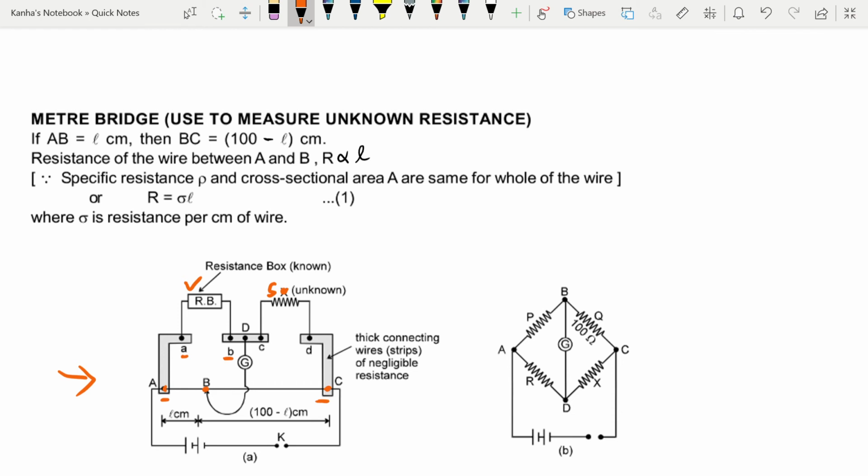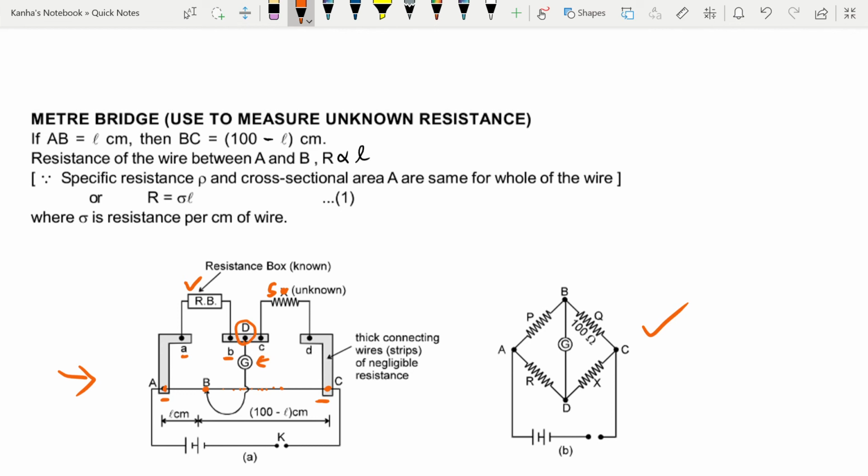Now let me tell you what these things are. First of all, we have connected a cell across the 1 meter long wire between AC, and I have connected a galvanometer. This is my galvanometer between a jockey and a midpoint. So this is my jockey, the point B is my jockey, and D is the midpoint. The whole idea behind this is, we need to find the unknown resistance by touching the jockey at different positions on the 1 meter long wire, and we need to find the balance point of this system.